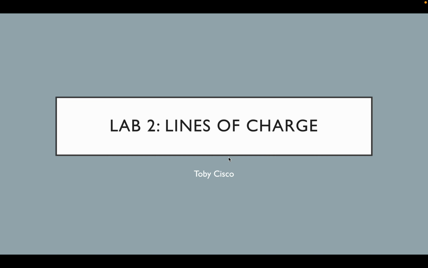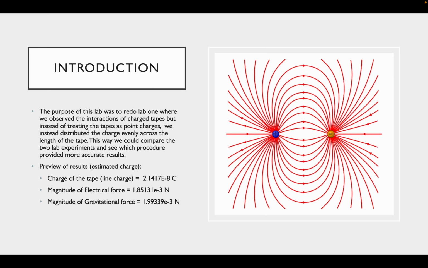Hey guys, this is my lab 2 report on lines of charge. The purpose of this lab was to essentially redo the computational model from lab 1, and instead of treating the tape as a point charge, we treated the charge as if it was evenly distributed throughout the entire tape. Obviously, when we adjusted this, the computational models would give us different magnitudes of charge for the tape, and then we could compare and see which results were more accurate.